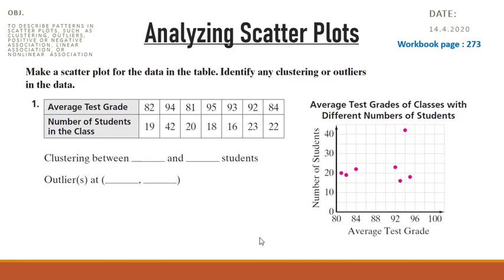Abdullah, clustering between students. Abdullah, use your mic. Okay, you can't use the mic. Anyone else? Clustering between what and what? 80 and 84. Okay, Murtada, read the question carefully. Students, number of students, not the grade. So the number of students here is between 16 and 23. And this point is an outlier.